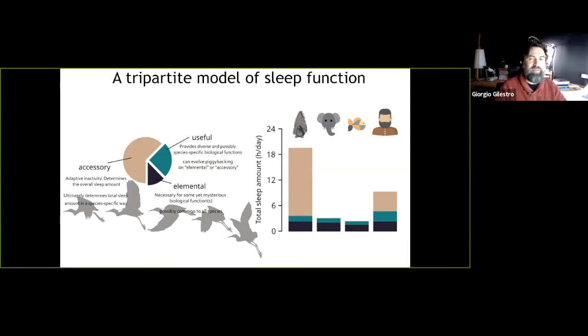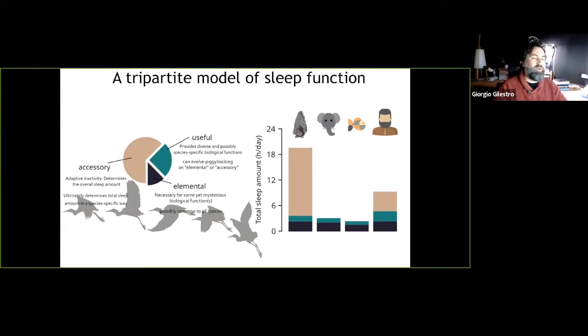On top of an elemental function, you then have a useful function. So useful means that it's something that is important, but is not vital, as elemental would be. So examples of this can be, for instance, consolidating memory or reinforcing the immune system. Those are all things which are really useful, really important, but not vital from the cell biological point of view.